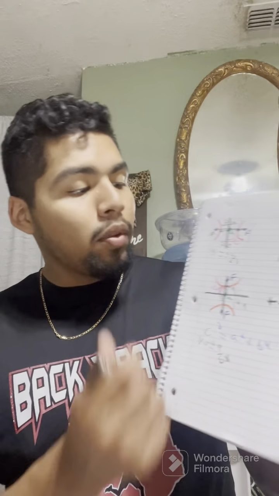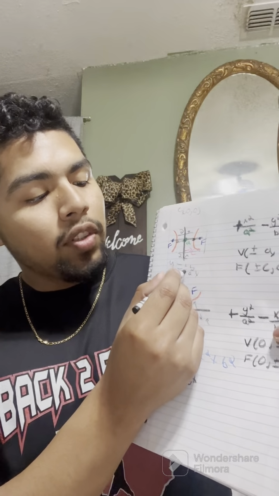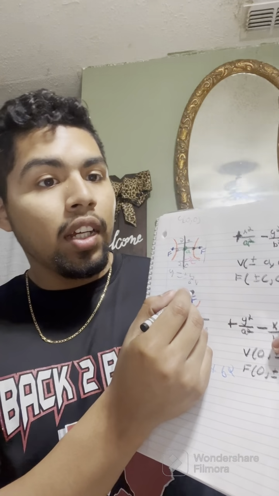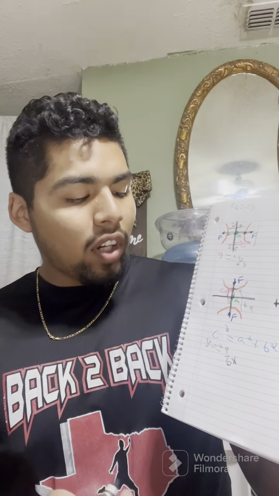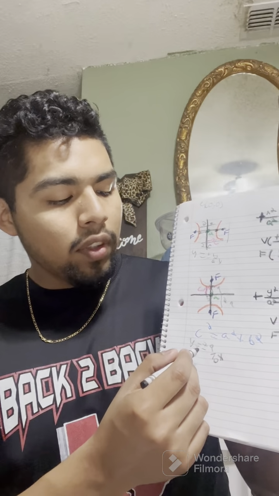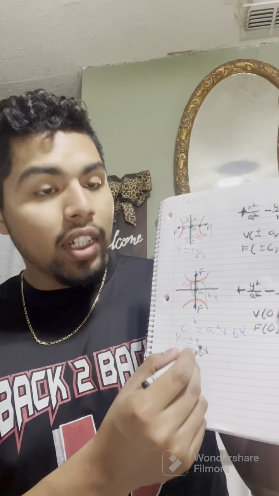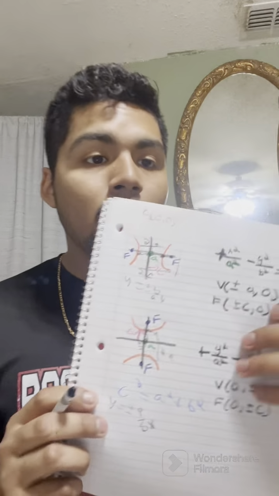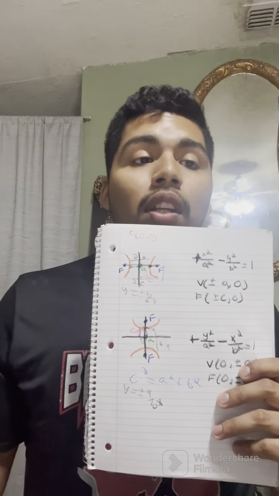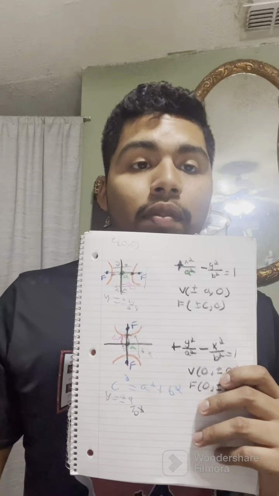And then the formula for the asymptotes would be y equals plus or minus b over a times x. And for the vertical hyperbola, y equals plus or minus a over b times x. And this is only true when the hyperbola is centered at the origin. So that would be the way for you to graph it.